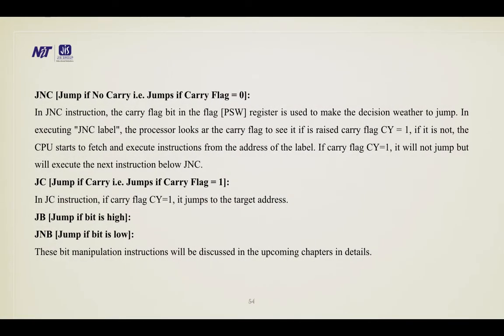JNC: jump if no carry, that is, jump if carry flag equals 0. In the JNC instruction, the carry flag bit in the PSW flag register is used to make the decision whether to jump or not. In executing JNC label, the processor looks at the carry flag to see if it is raised, carry flag CY equal to 0. If it is not, the CPU starts to fetch and execute instructions from the address of the label. If the carry flag is equal to 1, it will not jump but will execute the next instruction below JNC.